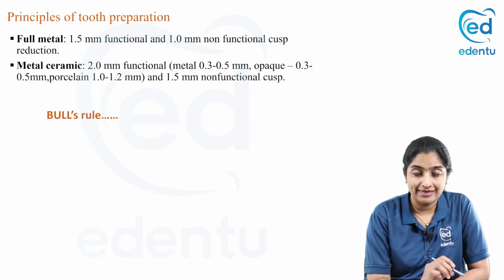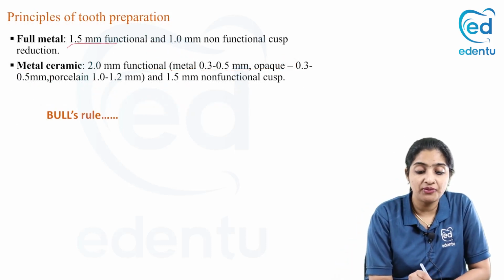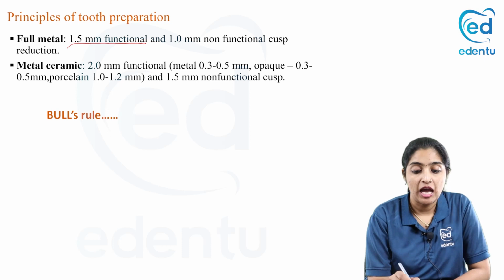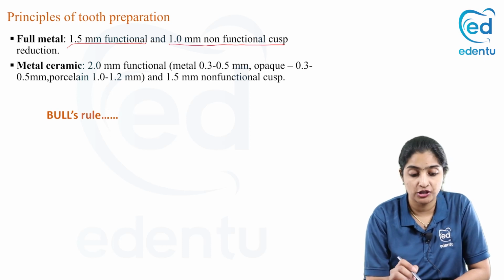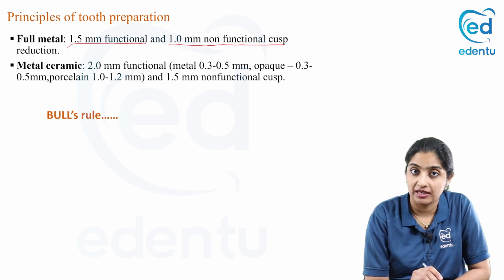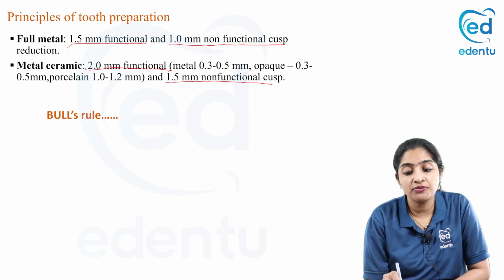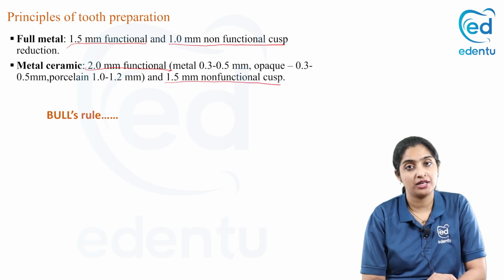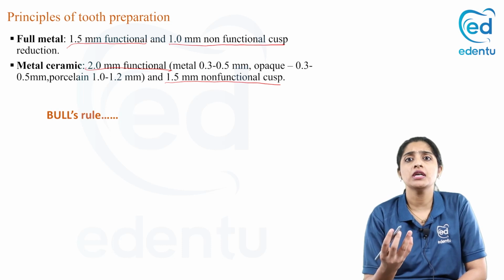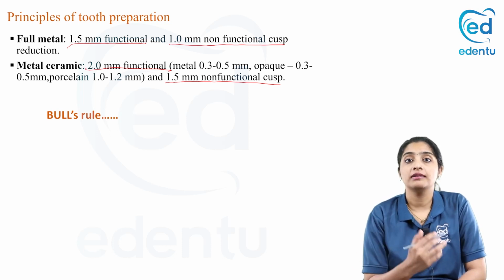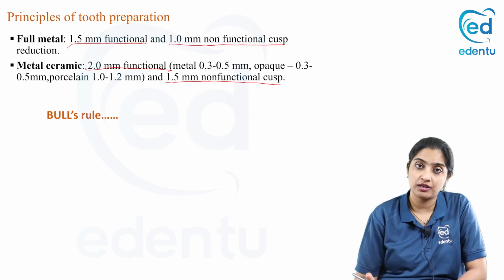So, for a full metal crown, you have 1.5 mm in the functional cusp and 1 mm in the non-functional cusp. For metal ceramic, or the porcelain fused to metal, PFM, as it is called, it is 2 mm in the functional cusp and 1.5 mm in the non-functional cusp. Now, which are the functional and non-functional cusps?